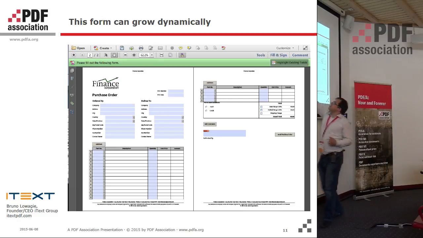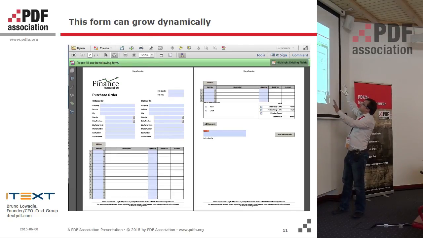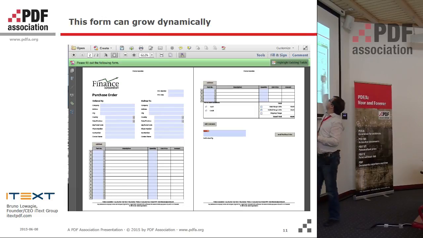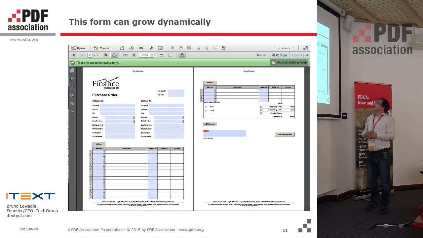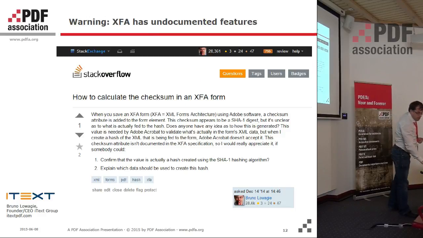When I click on this button, add item, more lines are added, and you see that the table is transferred to or distributed over 2 pages, and the table header is repeated because it was defined that way in the XFA form. So this is something that doesn't exist in AcroForms.